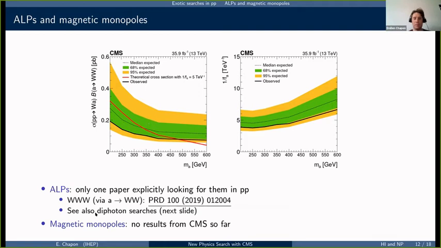And then I'm going to talk also about diphoton searches. So we have a few papers on this, but none of them is directly targeting ALPs. They are looking for models for particles decaying to 2 photons. And so, yeah, about magnetic monopoles, there have been some studies inside CMS, but we don't have results yet directly looking for magnetic monopoles. So maybe at some point in the future. 5 minutes left. Okay, good.